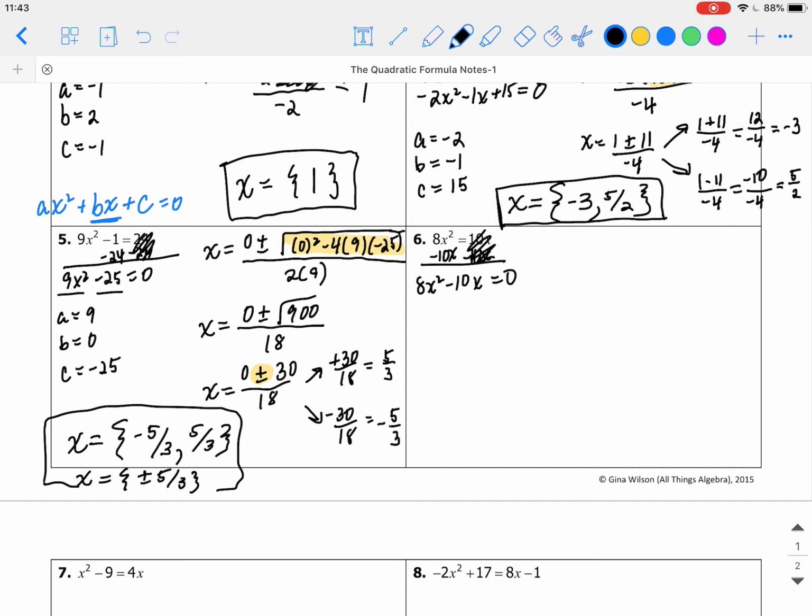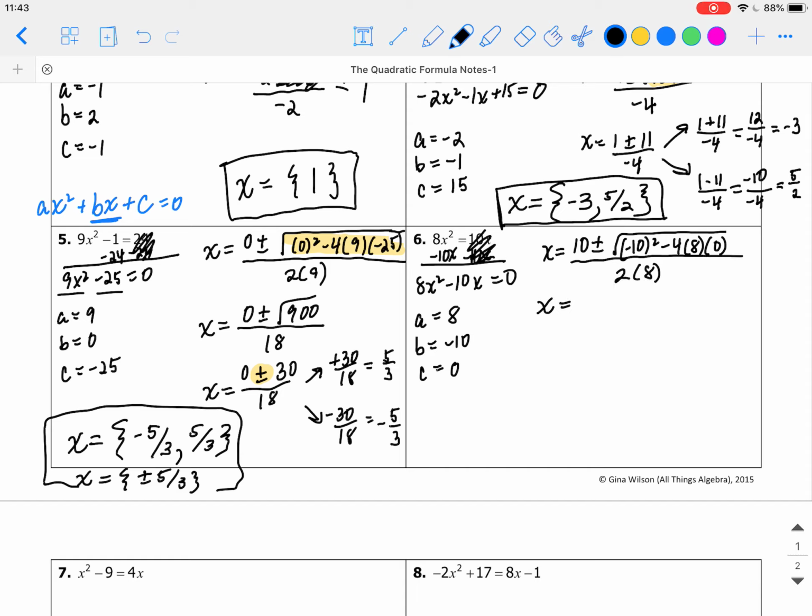So I have a, because I have an x squared term, be 8. I have a b, because I have an x term, right? That will be negative 10. But I don't have a c, so that will be 0. Let's go ahead. We have x is equal to the opposite of b, which will be 10, plus or minus the square root of b squared, so negative 10 squared, minus 4a, which is 8, and c, which is 0, all over 2a, which is 8.